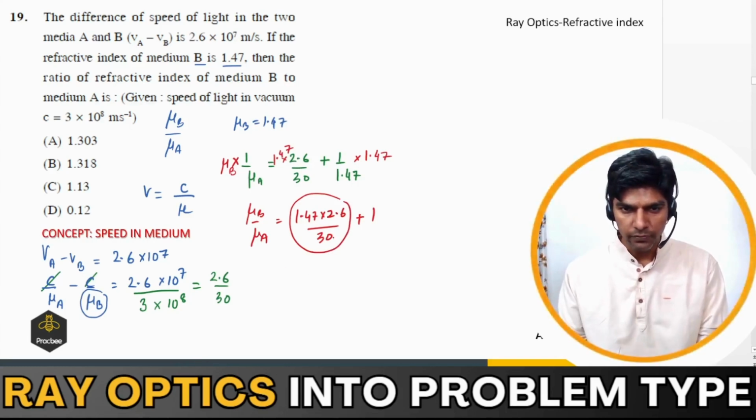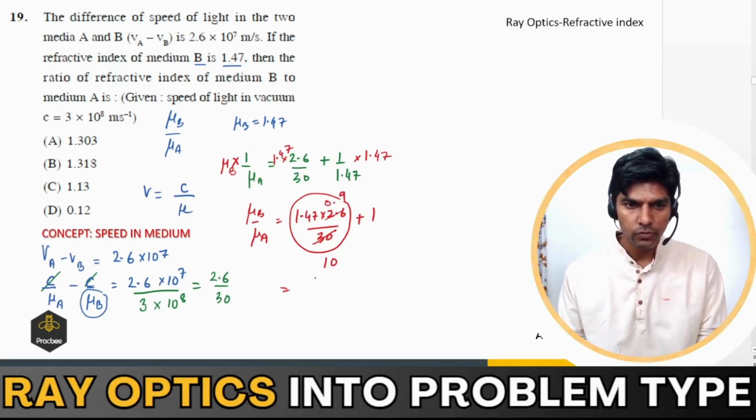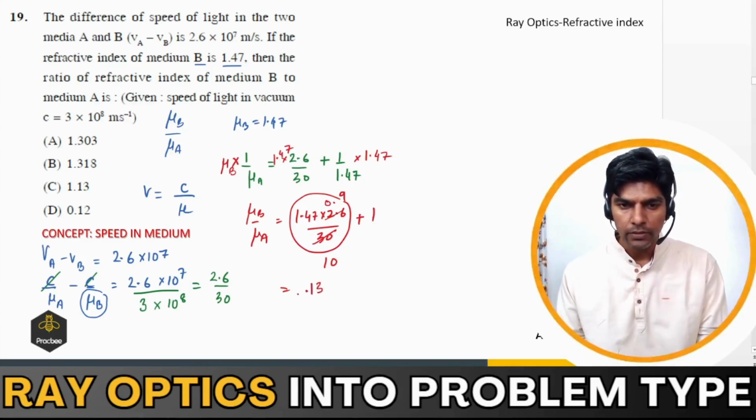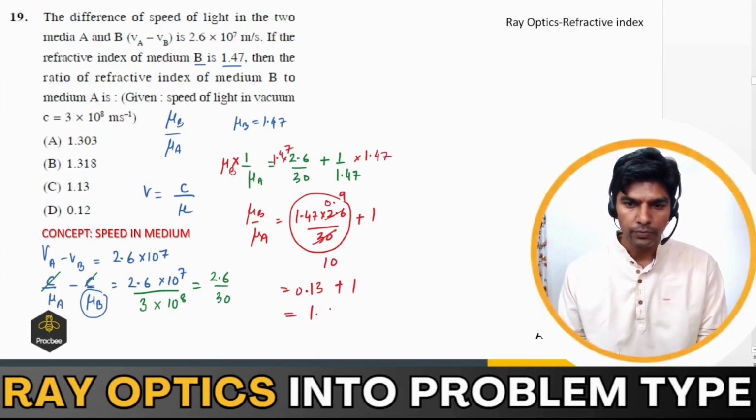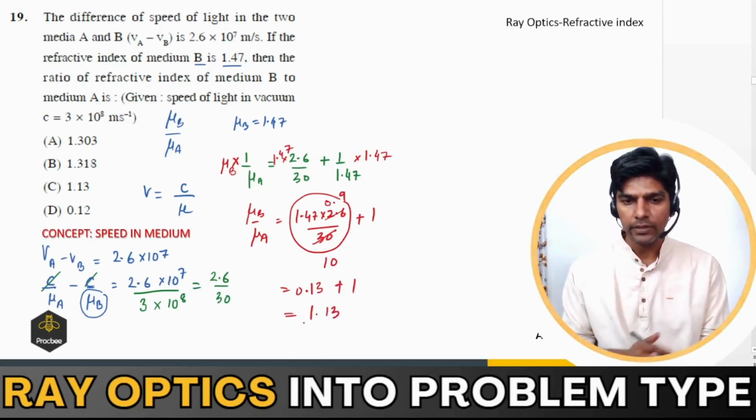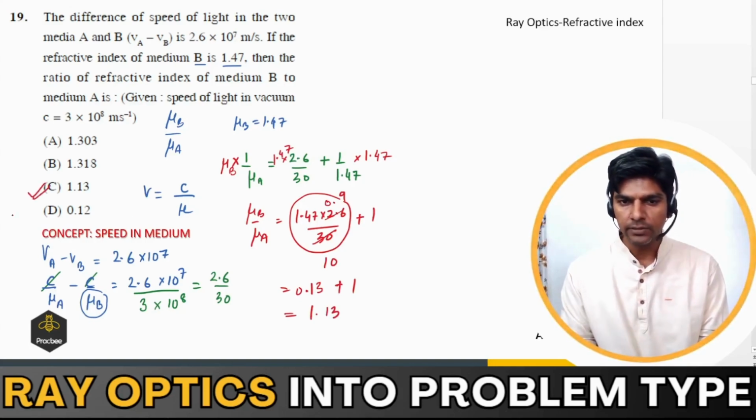So let me simplify this. This will be 10 and it will be nearly 0.9, and this value comes out to be nearly equal to 0.13. So 0.13 plus 1, the answer will be 1.13. So option C is the right answer.